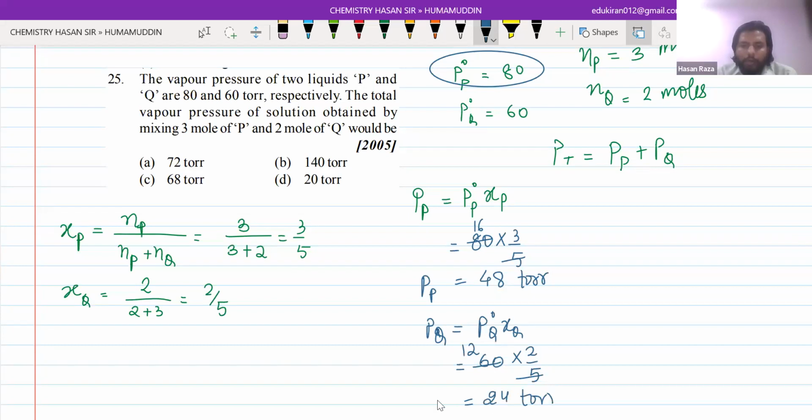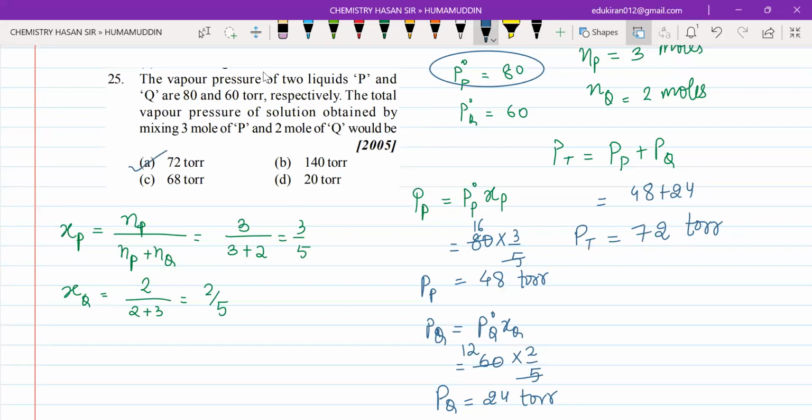Now just add the partial pressures of P and Q. Here it will be 48 plus 24. That will be equal to the total pressure of the solution, that is 72 torr. Is that clear? So the answer will be A. Yes. Please do write it.